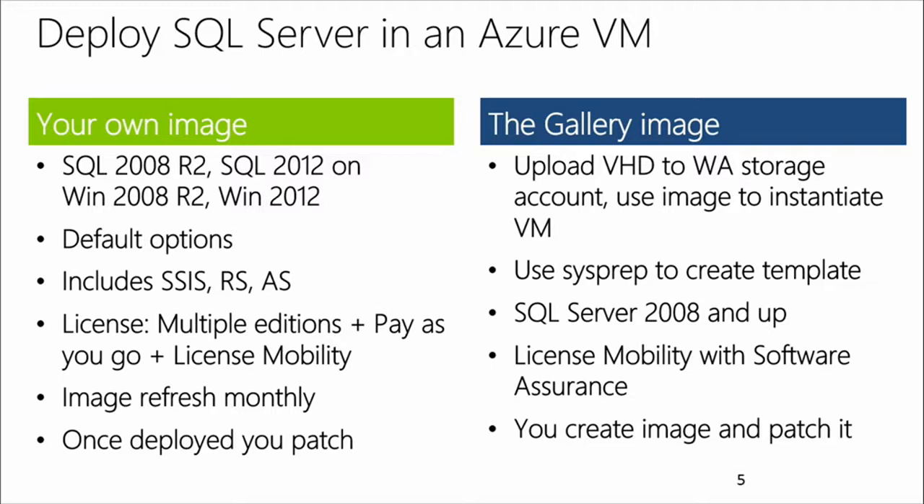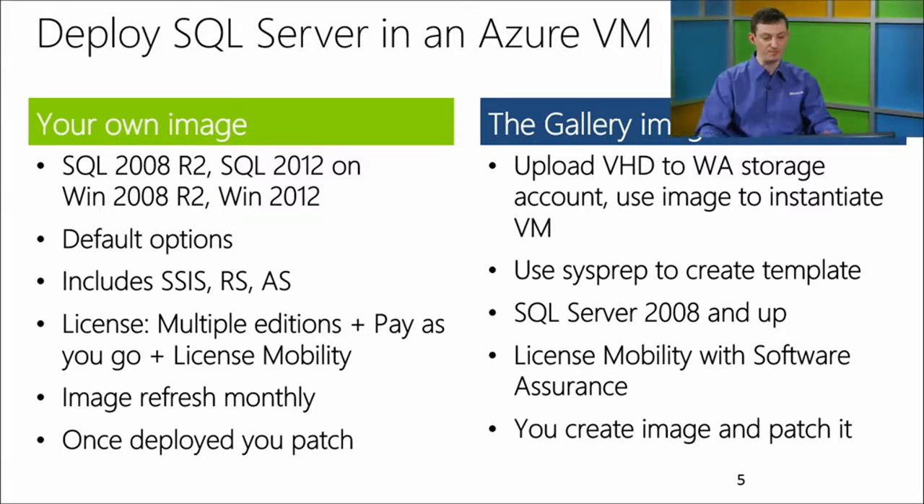In terms of licensing, for a gallery image, you have a choice between paying as you go, and there are multiple editions available as pay-as-you-go options. And you can use your license mobility right if you have an enterprise agreement with SA with us. For your own image, you only have the option of moving your license to the cloud. This means that you need to utilize your license mobility right.